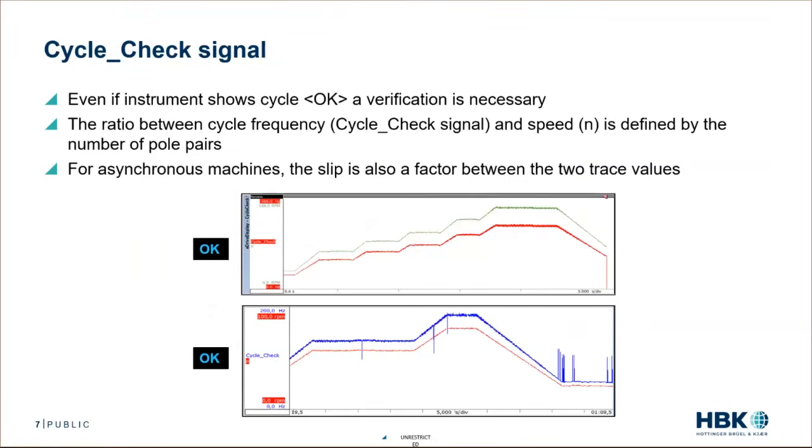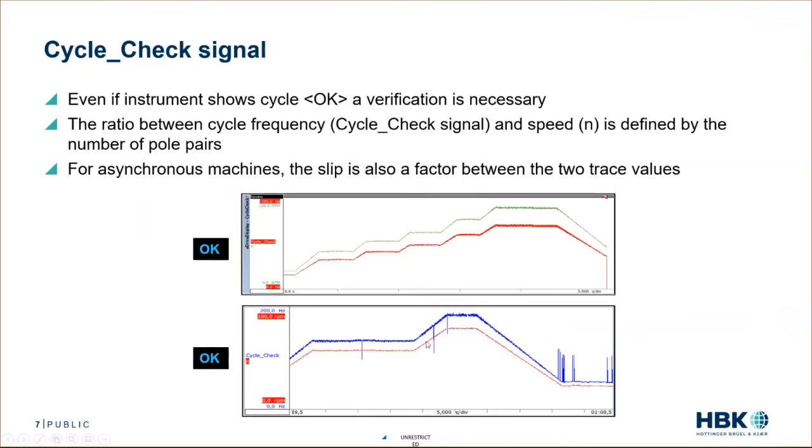We also provide a cycle check signal. What we do is find the frequency of that cycle master signal, and you would expect then that cycle check frequency is going to have the same shape as your speed. The exact value won't plot the same due to number of pole pairs and possibly a slip value, but the shape should be the same.